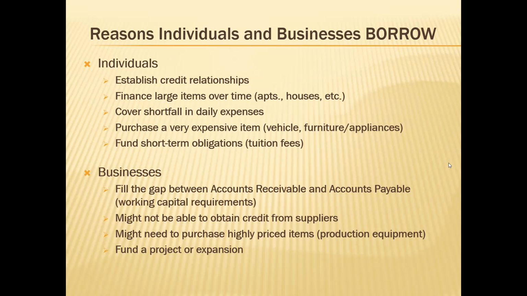Also, to finance large items over time, such as apartments, houses, and other investments, so to speak, to cover shortfall and daily expenses. And we said one of the ways of doing that is through the overdraft facility. To purchase various items such as vehicles, furniture, appliances, and also to short obligations such as school fees or generally tuition fees. Then businesses borrow to fill the gap between accounts receivables and accounts payable, or for working capital requirements.